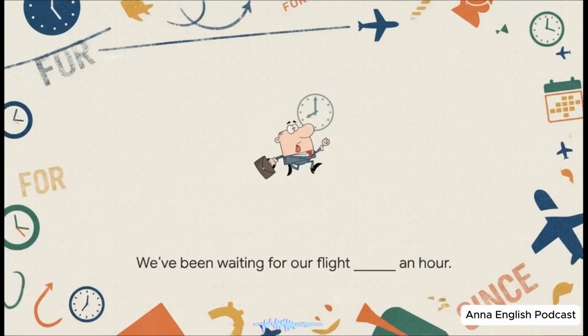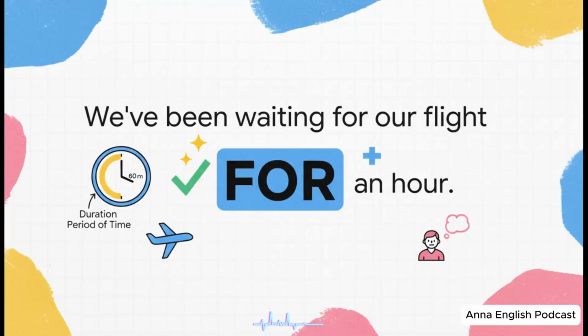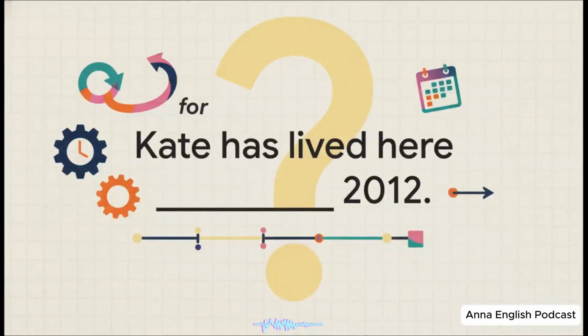All right, your turn to think with me on this one. We've been waiting for our flight, blank, an hour. So is an hour a measurement of time, a duration, or is it a specific starting point? Yes, it's a duration, right? A period of 60 minutes. So that means the answer has to be for. We've been waiting for our flight for an hour. See, you got it. Let's try another one.